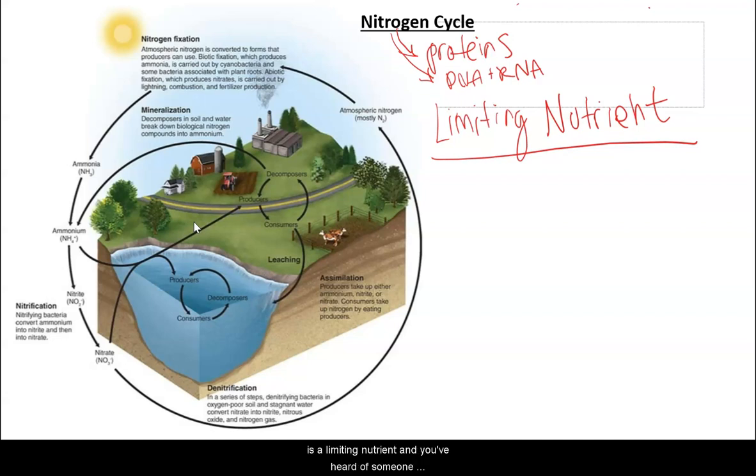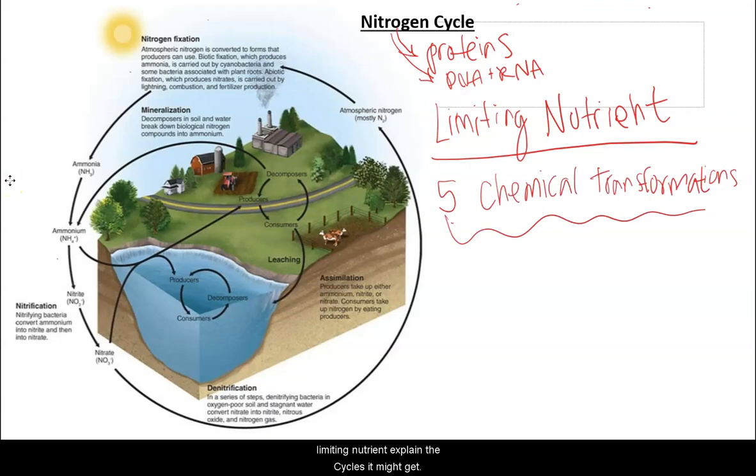And you've heard a similar vocabulary word in living environment, a limiting factor. That's whatever factor in an environment stops it from growing to what it could be. So in this case, nitrogen can stop you. If there's not enough nitrogen, you can't grow to what you could be. So that's called the limiting nutrient.